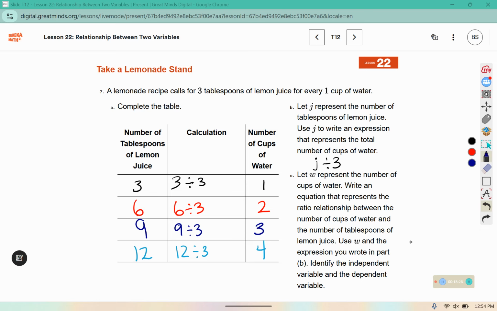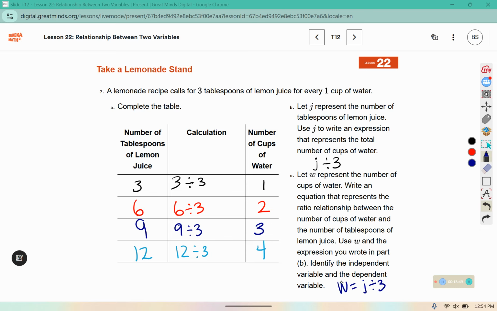C, let W represent the cups of water. Write an equation that represents the relationship between the number of cups of water and the number of tablespoons of lemon juice. Use W and the expression you wrote in B. So we have the water is the juice divided by 3.